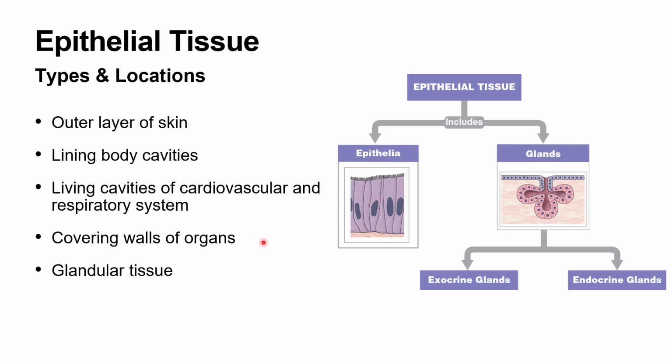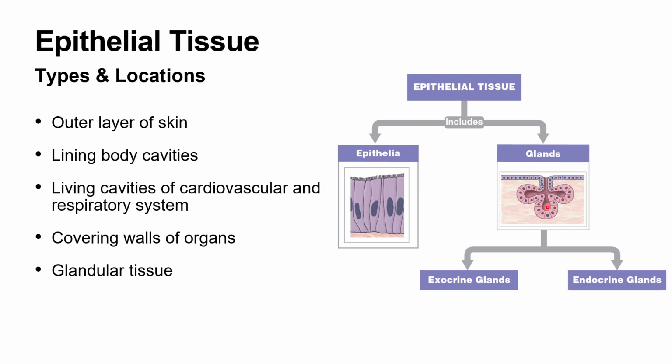And then with our glandular tissue, we're going to end up seeing the glandular epithelial tissue being broken down into two different categories. We have our exocrine glands and our endocrine glands. The exocrine glands are going to be characterized by the fact that they secrete their product into a tubular duct.